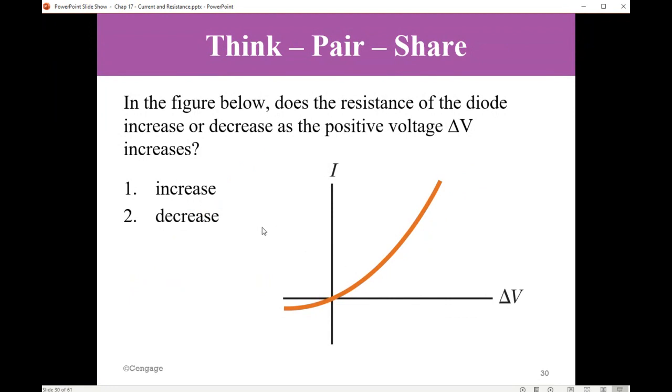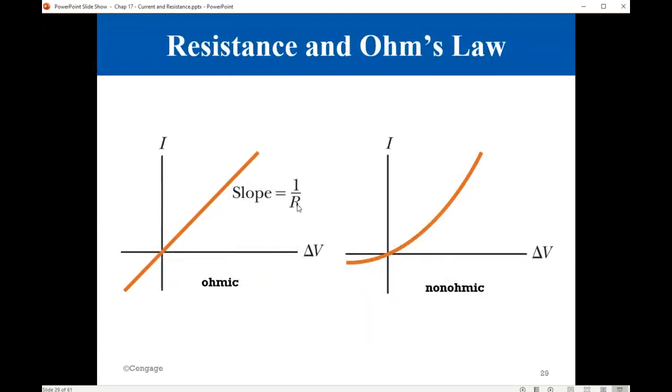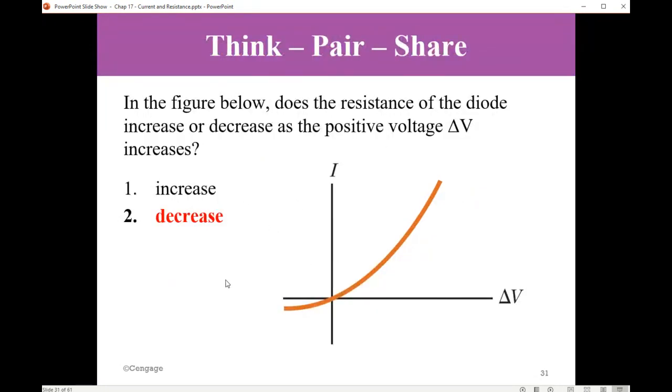In the figure below, does the resistance of the diode increase or decrease as the positive voltage increases? We see here the ratio between I and V, it is the reciprocal of R. So for this one, the resistance will decrease. So as we increase the voltage across the diode, its resistance decreases and the current increases.